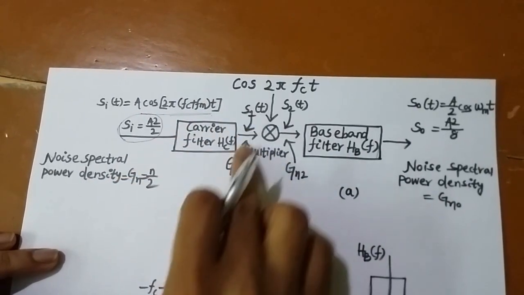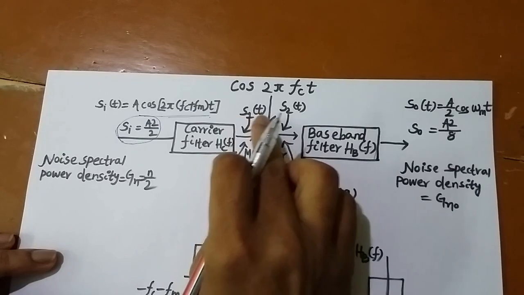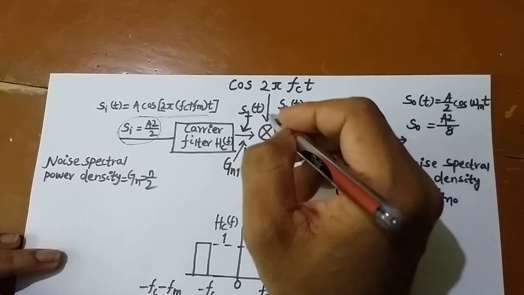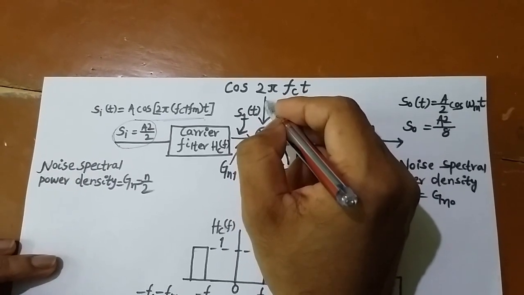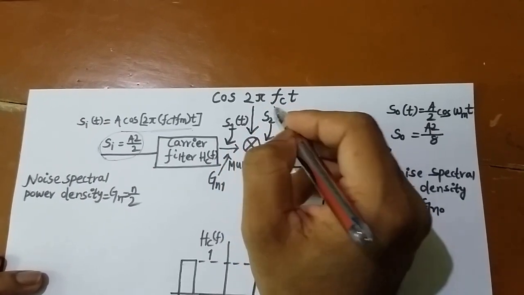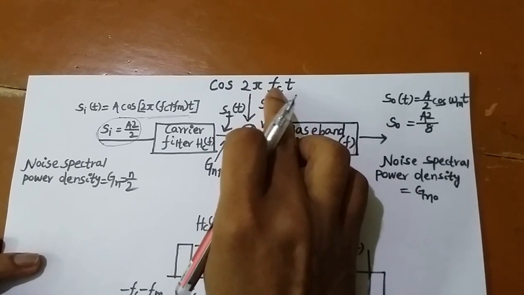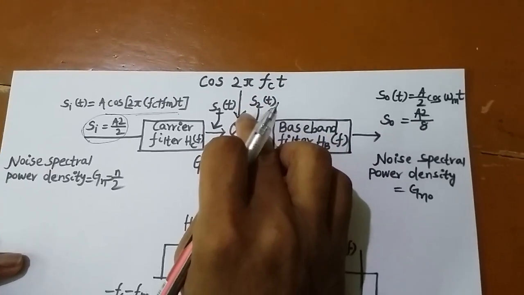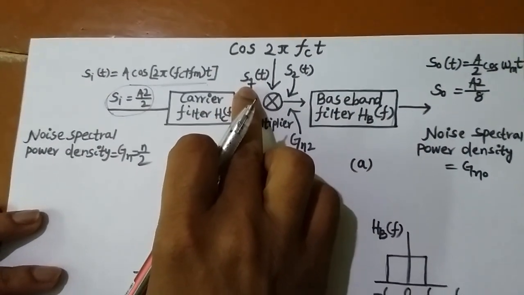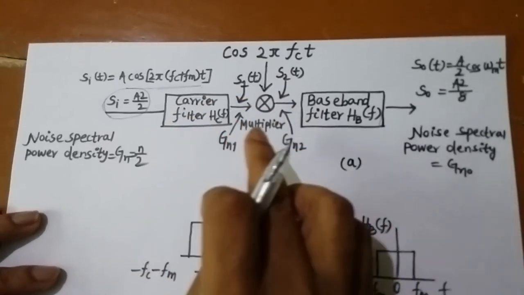Then it is passed through a carrier filter. We know that the filter removes the noise. Then the signal we have got is Si. Then at the mixer, a synchronous detector, a signal of the same frequency is multiplied: A cos 2 pi fct, synchronous with the carrier frequency fc. Now this Si of t and this cos 2 pi fct are multiplied by this multiplier.